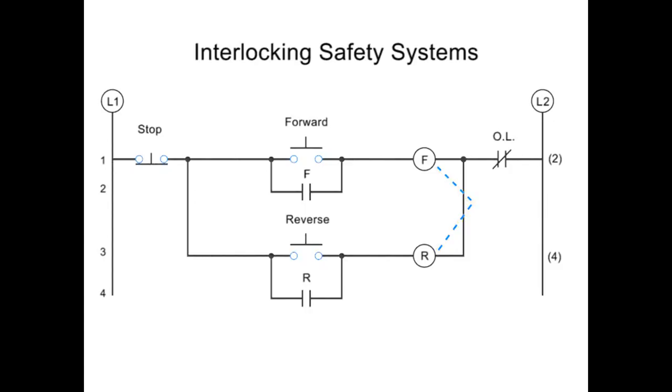The most basic level of interlocking systems is a mechanical interlock. A mechanical interlock is a physical lock that prevents the forward and reverse contactors from being engaged at the same time.